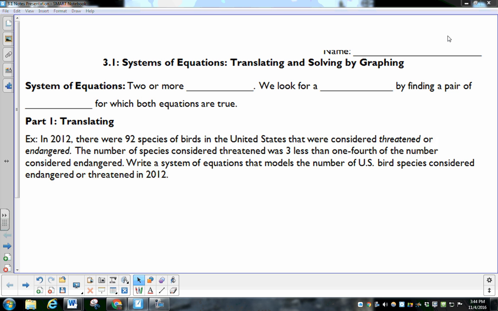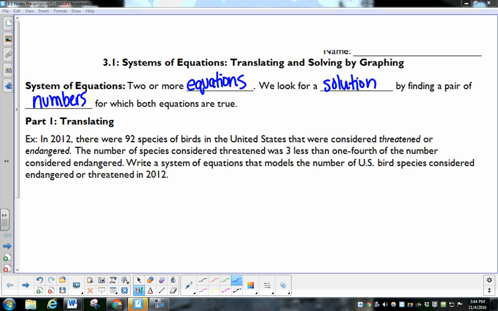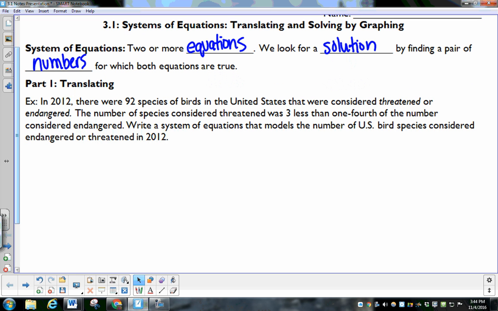So a system of equations is when you have two or more equations. And if it's a word problem, they have to be about the same situation. Otherwise, we just graph them on the same graph. What we're going to be doing this chapter is looking for a solution by finding a pair of numbers for which both equations are true. So we want both our equations to be true, and that pair that works in both equations is our solution. So the first thing we're going to talk about here is how to translate some of these situations into a system of equations.